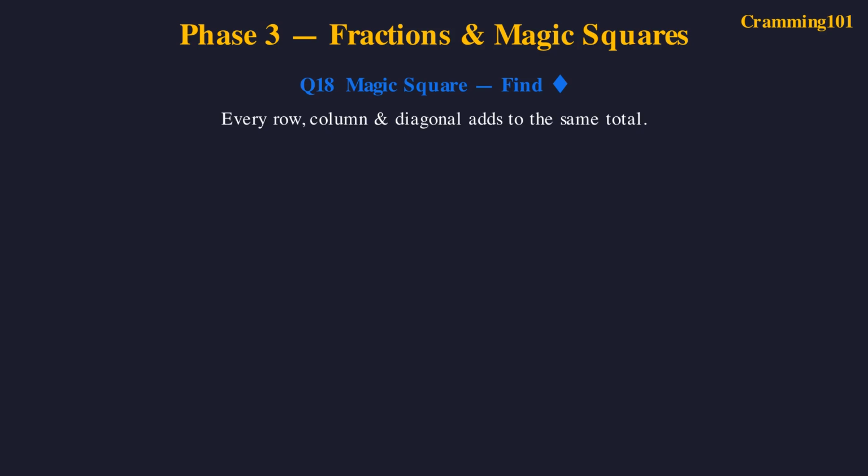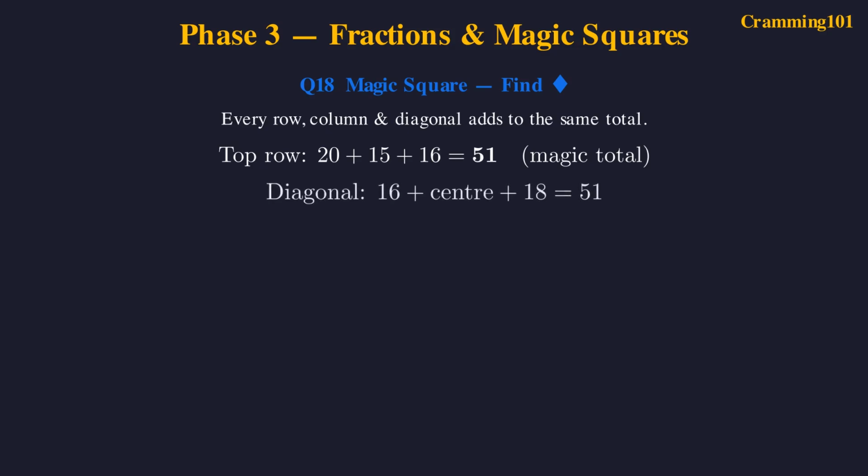Now use the diagonal from top right to bottom left. That diagonal has 16, the center number, and 18, so 16 plus center plus 18 equals 51. Add the known numbers. 16 plus 18 equals 34, so the center is 51 minus 34, which equals 17.